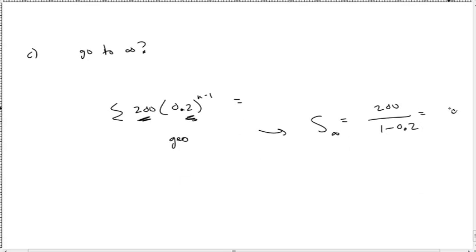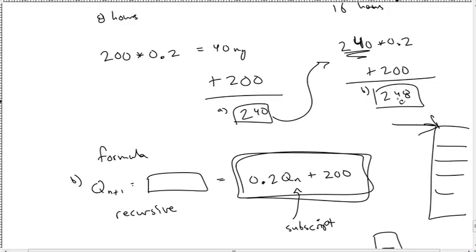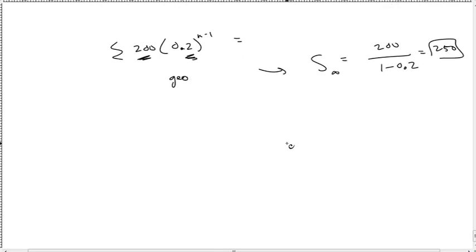And when you do that, you get 250, which makes sense. If you go back up here, we were already getting around the 250 zone. So 240, 248, 249, 250, 250, 250. Every 8 hours you take this, your body eliminates 80% of it. You'll be left with 250 constantly-ish in the bloodstream, okay?